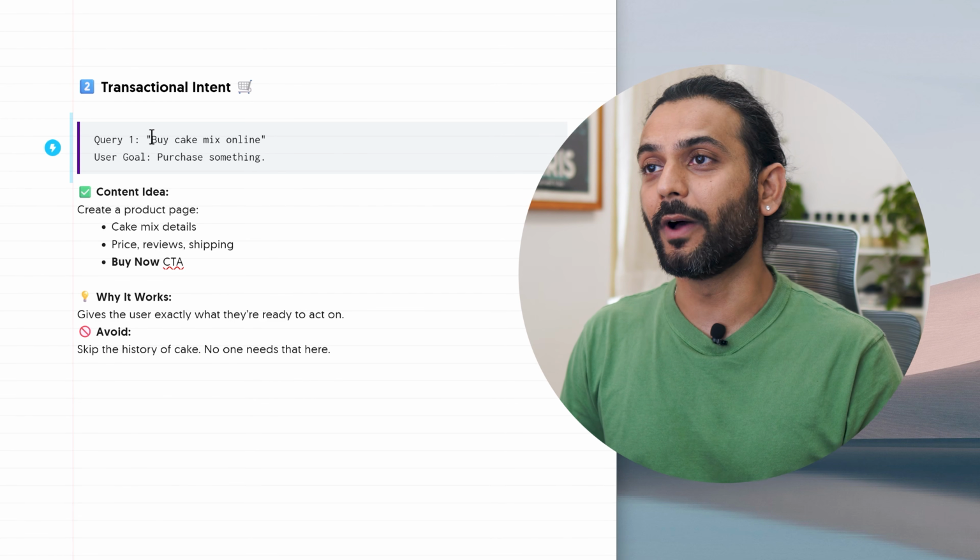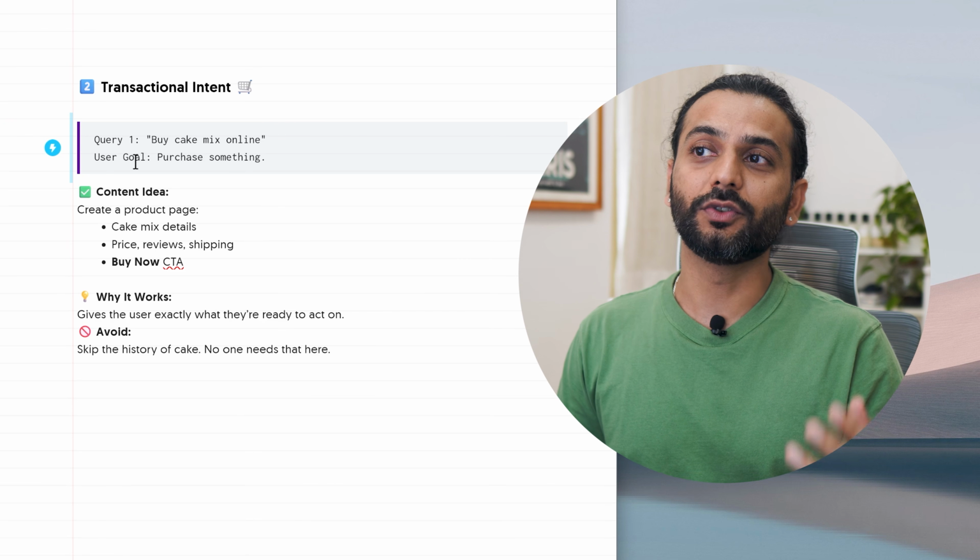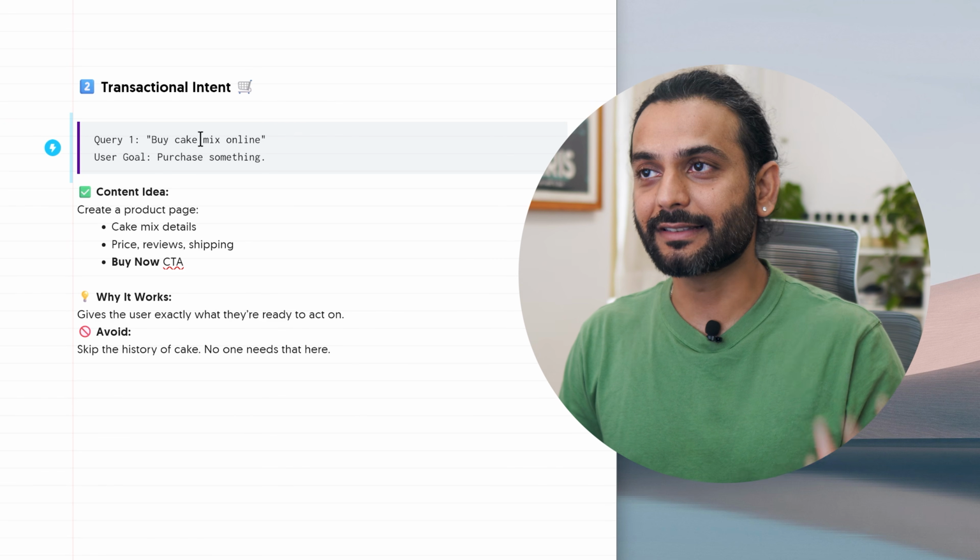Okay, with that said, let's go to the next intent, which is transactional intent. So for example, query 1 is like buy cake mix online. The user goal is to purchase something, in this case, the cake mix.